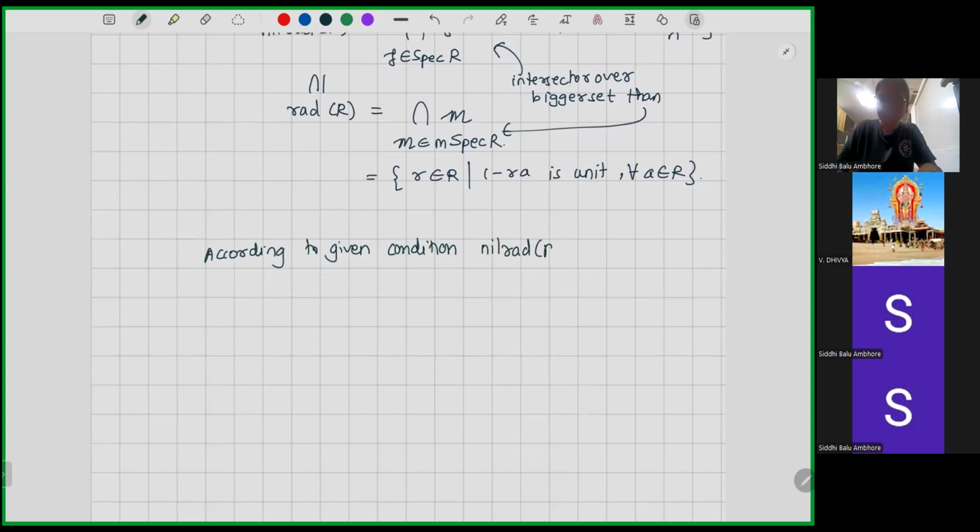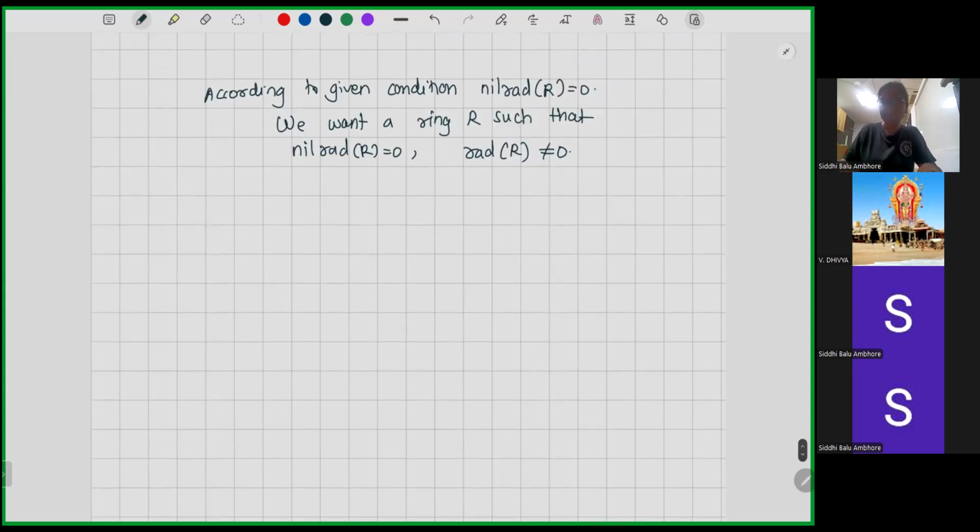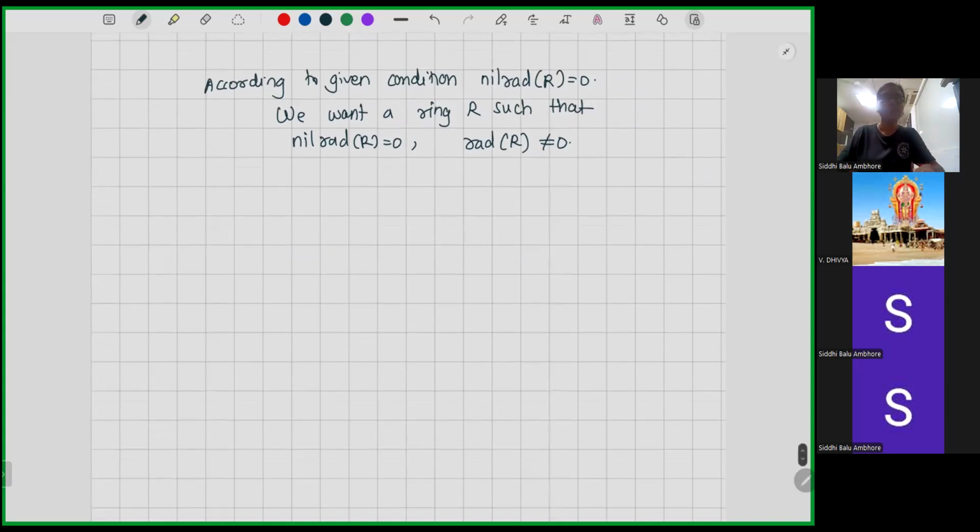So according to the given condition, the nil radical of R is 0, and we want a ring such that the nil radical is 0 and the Jacobson radical, that is the radical of ring R, is non-zero. Okay. So as I said, any local ring or local domain will work in this case.